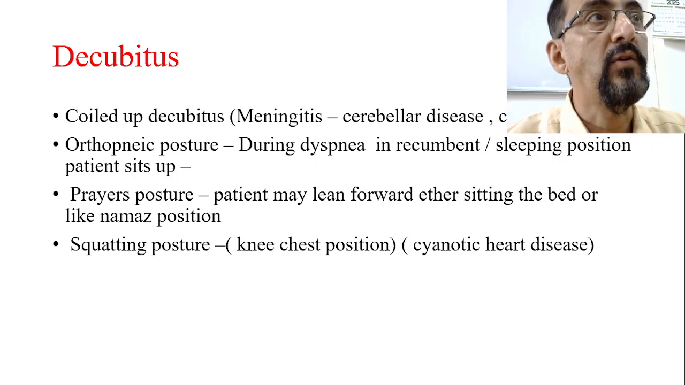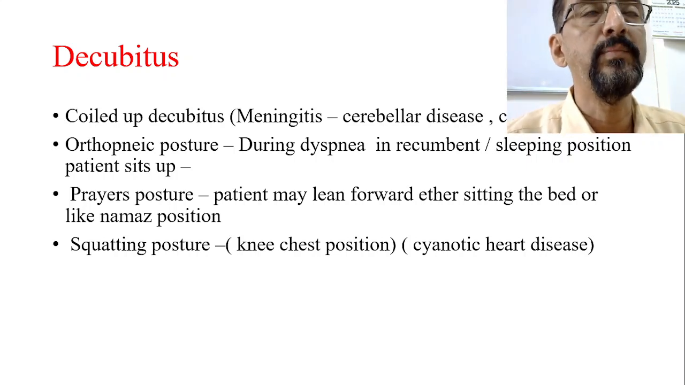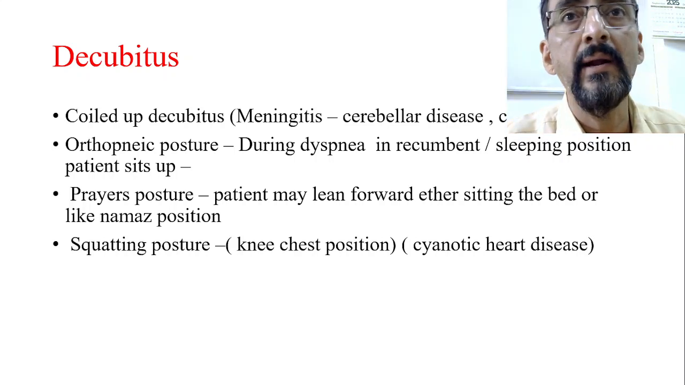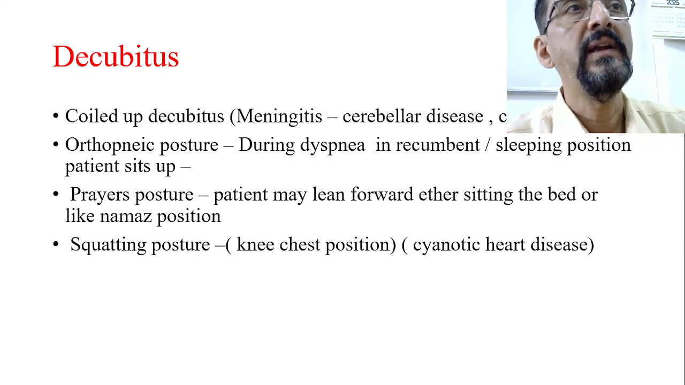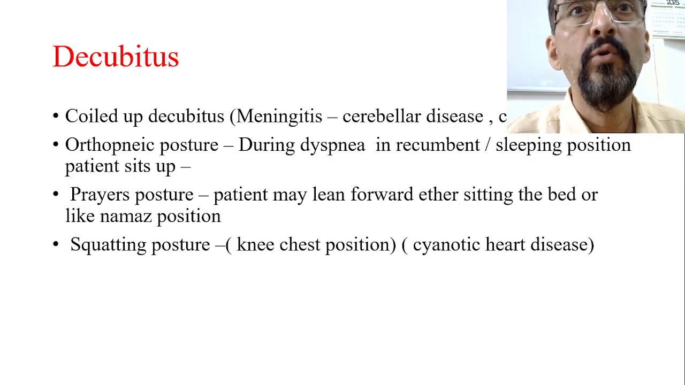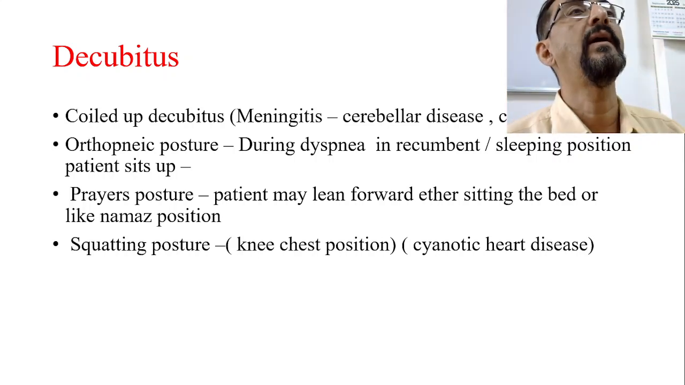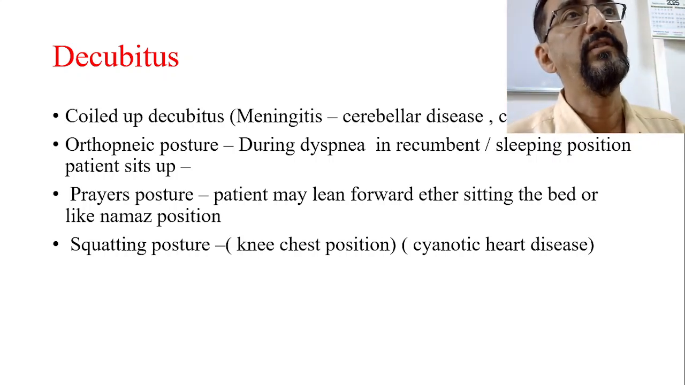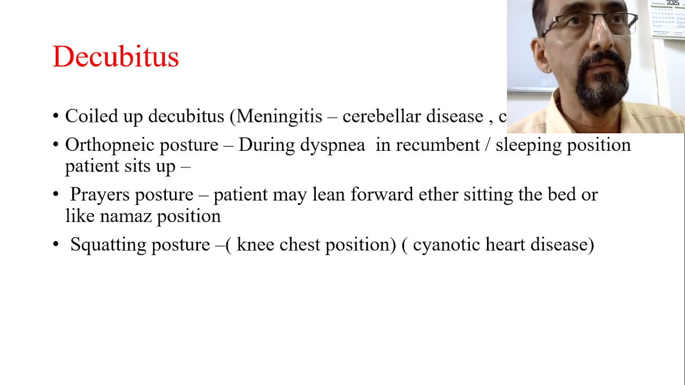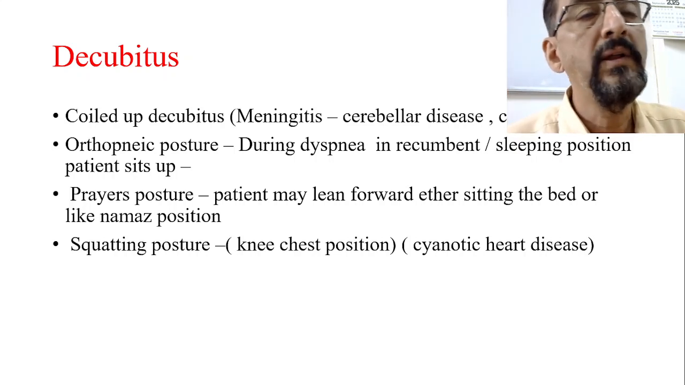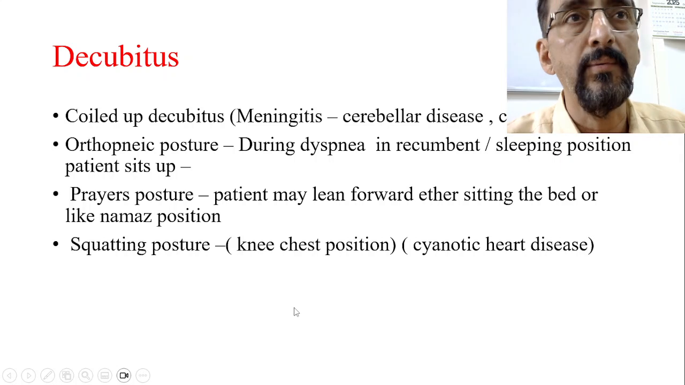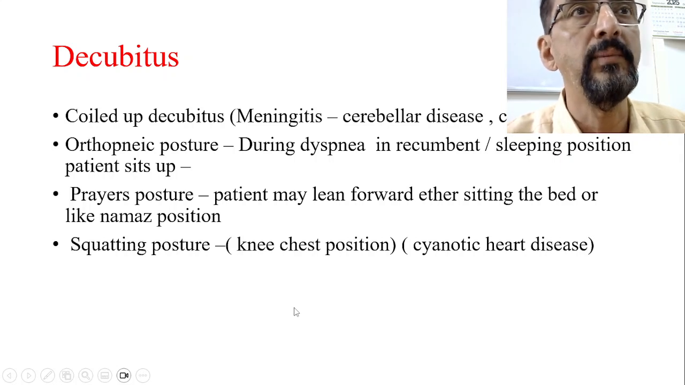Orthopneic posture is sitting up posture. The patient is lying down in the bed or in the recumbent position. Suddenly, he developed dyspnea. So now to overcome this dyspnea, he gets up and sits in a chair, because in the sitting position he will get relief. The reason is very simple. Orthopnea-like conditions are very common in cardiac problems, congestive cardiac failure, etc.